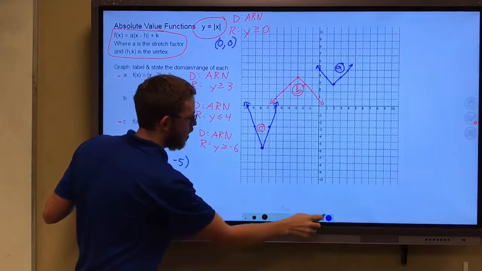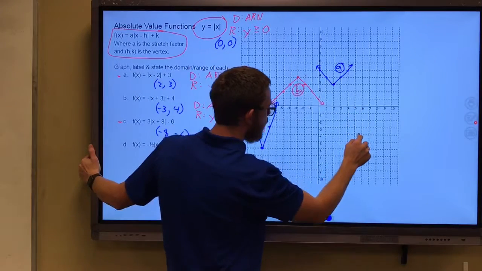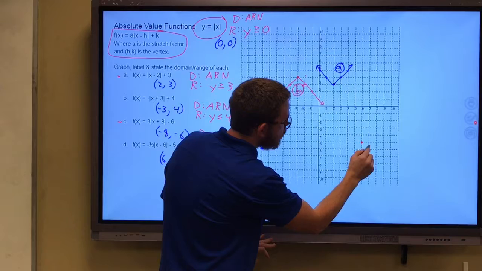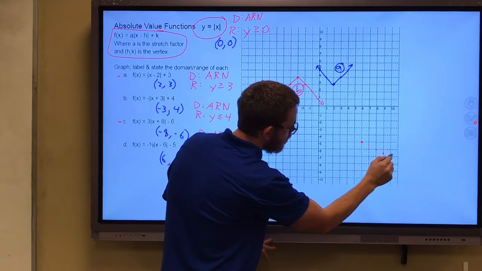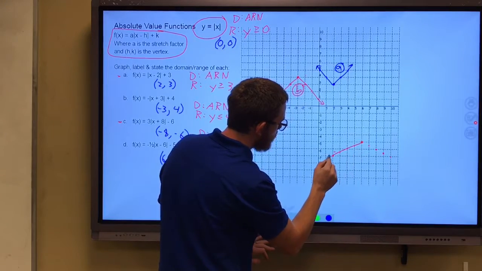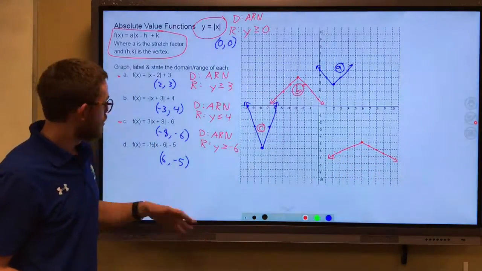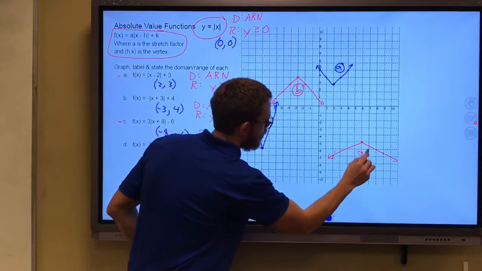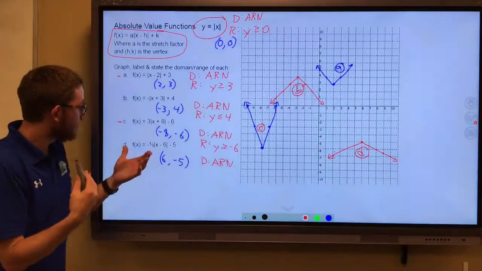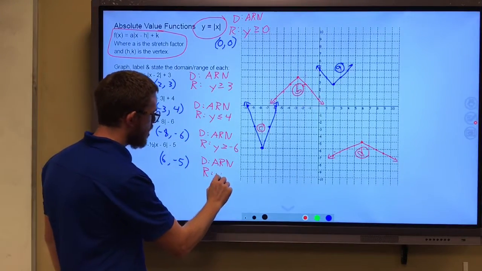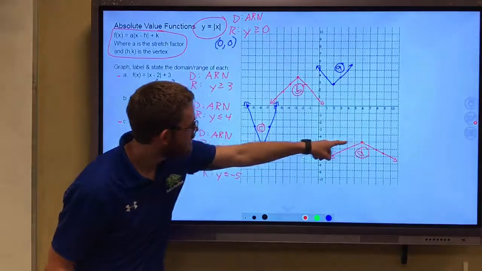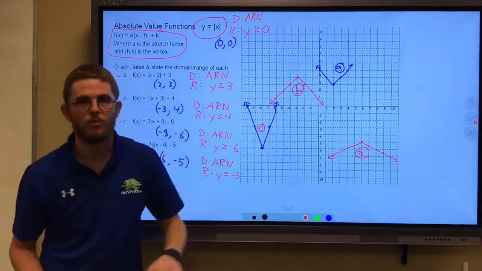Finally, on D, our starting point is 6, negative 5. And my a value is negative 1/2. As I go over 1, I'm just going down 1/2. Over 1, down 1/2. Notice it is negative, so yes, it's opening down. Our domain here, once again, is all real numbers. Because it is covering all x values, we can plug in any value for x that we want to. Our range is all y values equal to negative 5 or less than that. We can see that, yes, it equals negative 5 right here, but we also are covering all those y values going down from there.